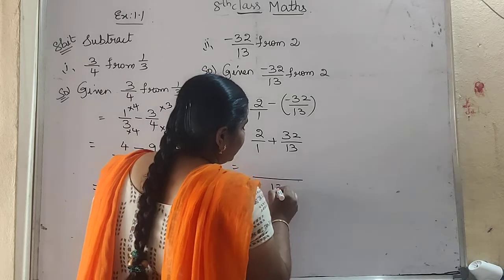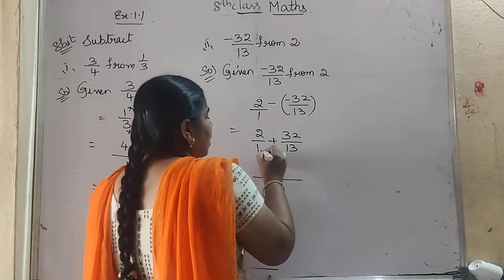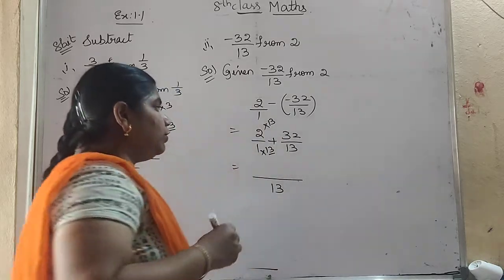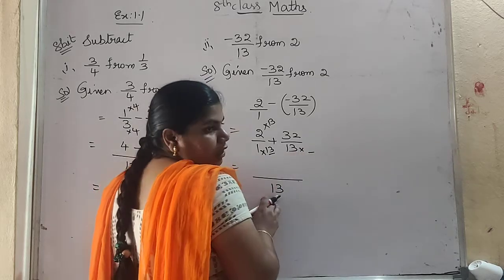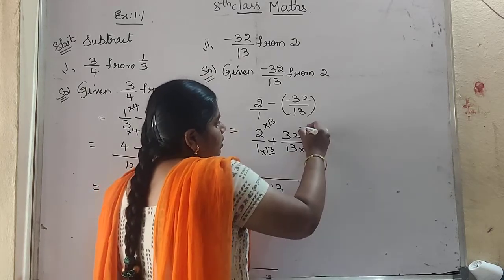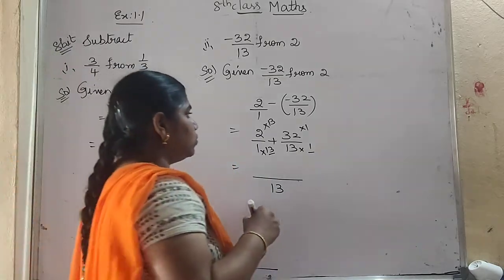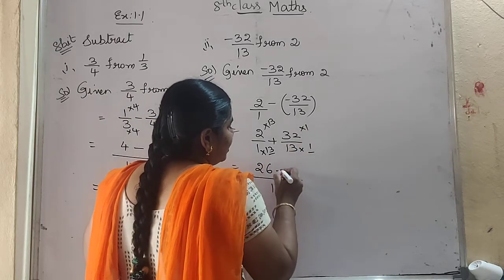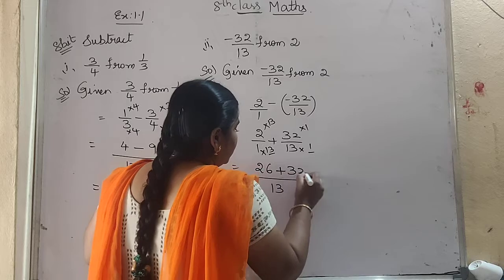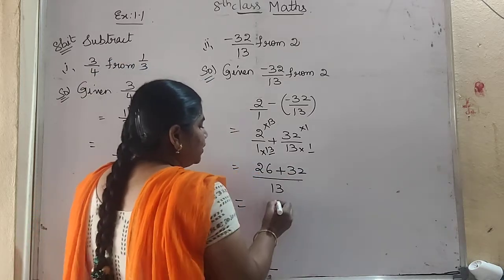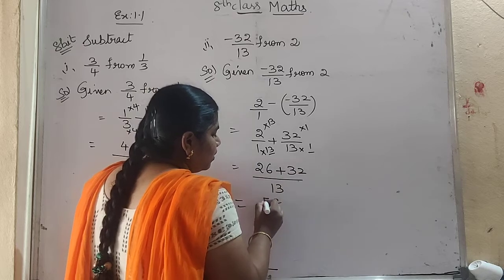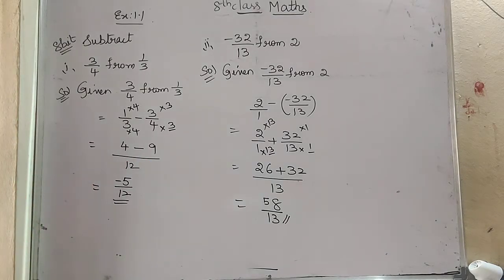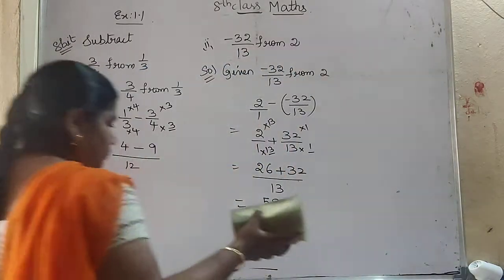So 1 and 13 LCM will be 13. For 1, how much will you multiply to get 13? That is 13 times. Same 13 we have to multiply in the numerator. For 13, how many times to get 13? 13 one time is 13. So the same 1 we have to multiply in the numerator also. So 13 2s is 26 plus 32 1s is 32. So how much did you get? 6 plus 2 is 8, 2 plus 3 is 5. So you got 58 by 13. So this is our result of the second one. Next one.